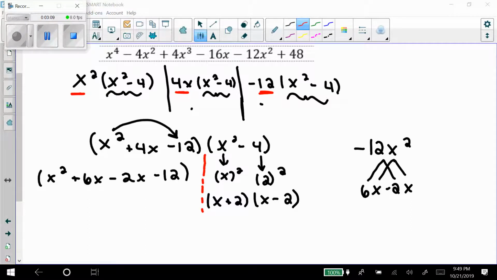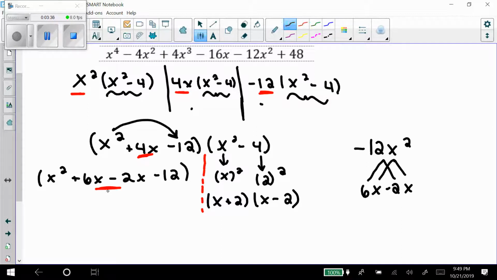So those two magic numbers that multiply to negative 12x squared and add to positive 4 are positive 6x plus negative 2x, or positive 6x times negative 2x. We take those two magic numbers and we substitute them right into the middle of our equation. We're not changing anything because 6x plus negative 2x is 4x. So we're just writing it in a different way.